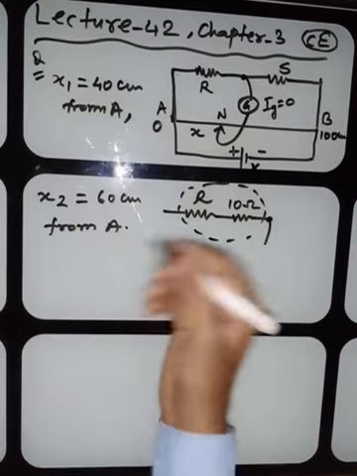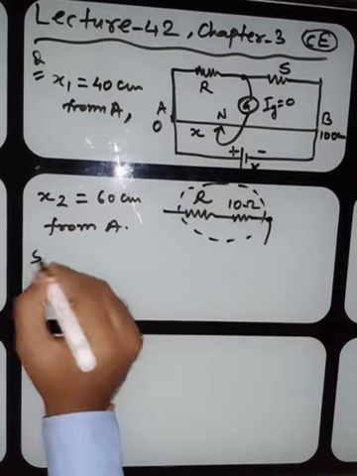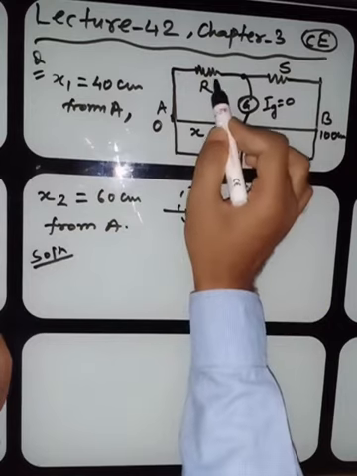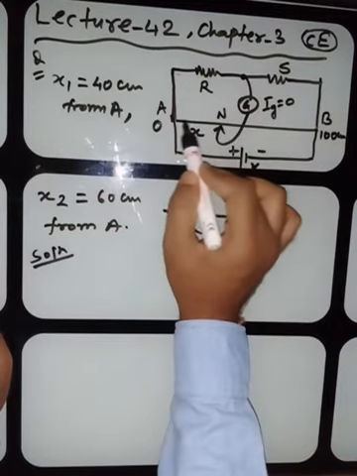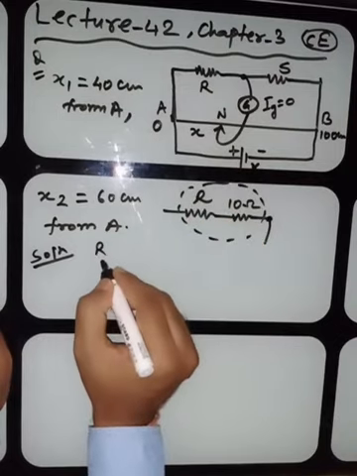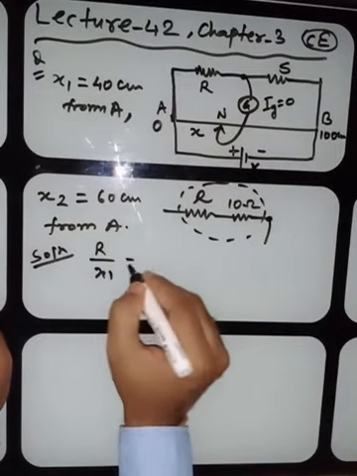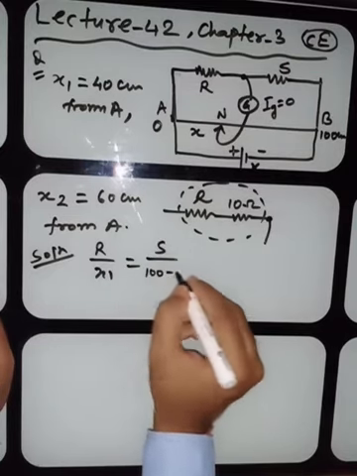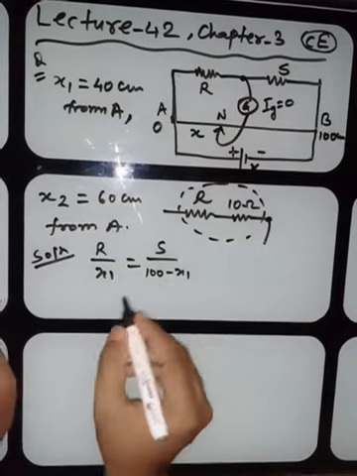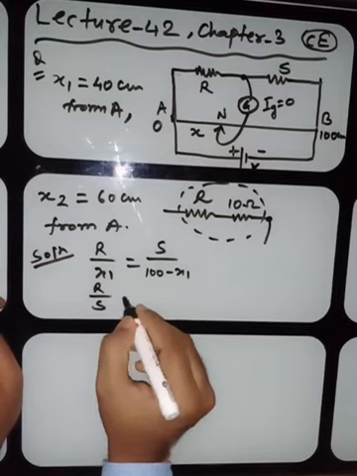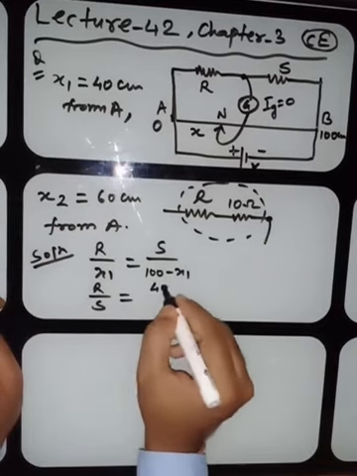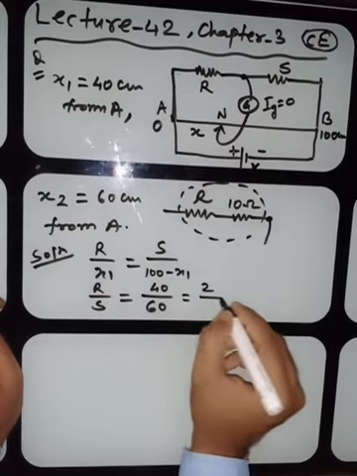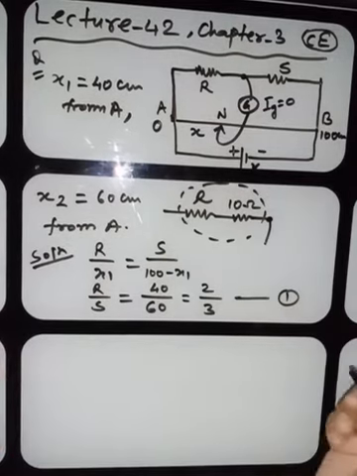If you can solve it, then try to solve this question. Now look here. For the first case, the length of the wire also develops a resistance. So R by X1 equals S by 100 minus X1. Simply you can write R by S as X1, that is 40, by 60, because the total is 100, and it is 2 by 3. Let this be equation 1.